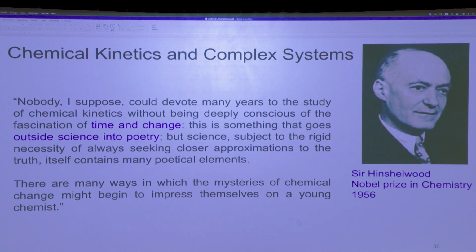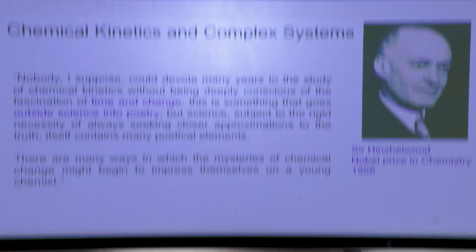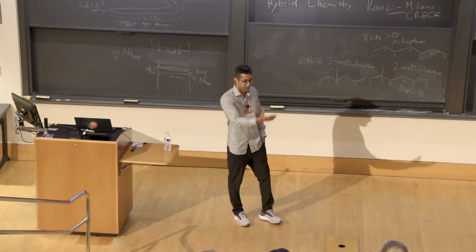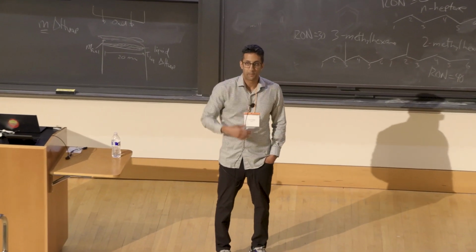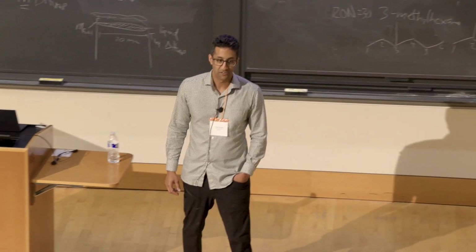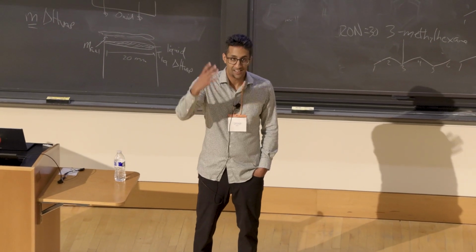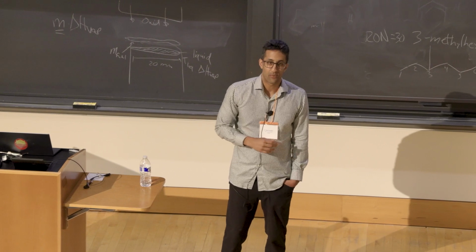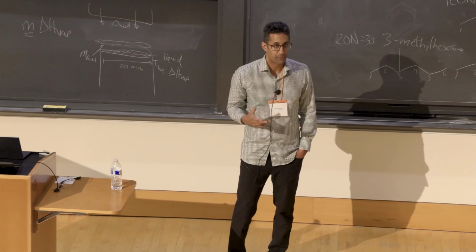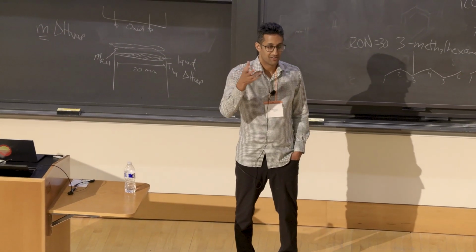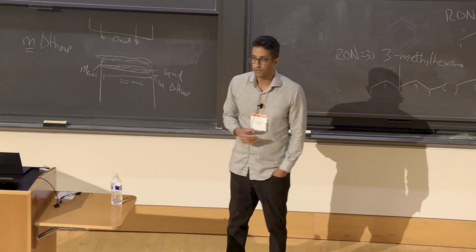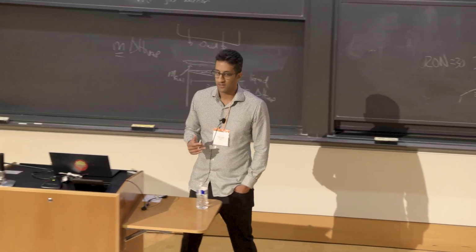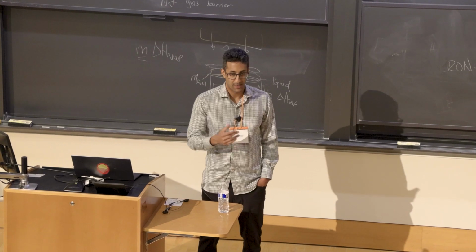And there are many ways in which the mysteries of this chemical change might begin to impress themselves on a young chemist. So in 5 days, we've talked about the last 100 years, from very simple experiments, how people discovered this field of kinetics. Then I took you into great detail about detailed reaction mechanisms and kinetic rate parameters, and even the tools that people use, experimental and numerical, to get rates and formations of species and measure these things with high accuracy today.